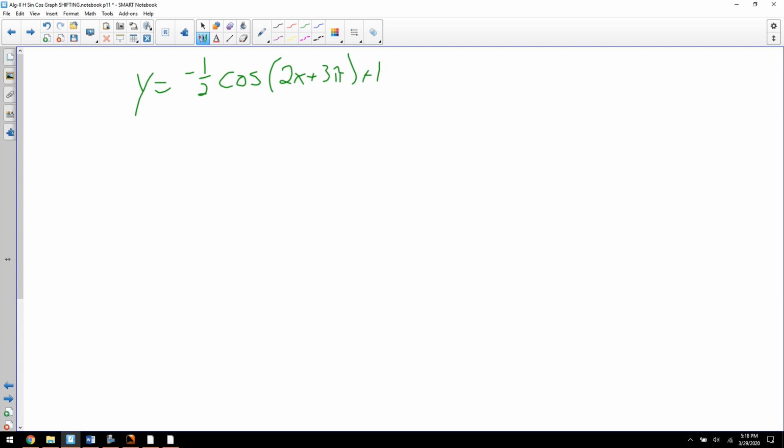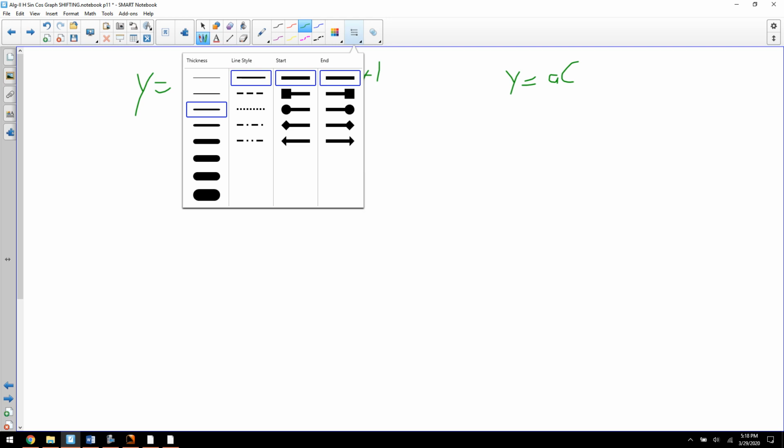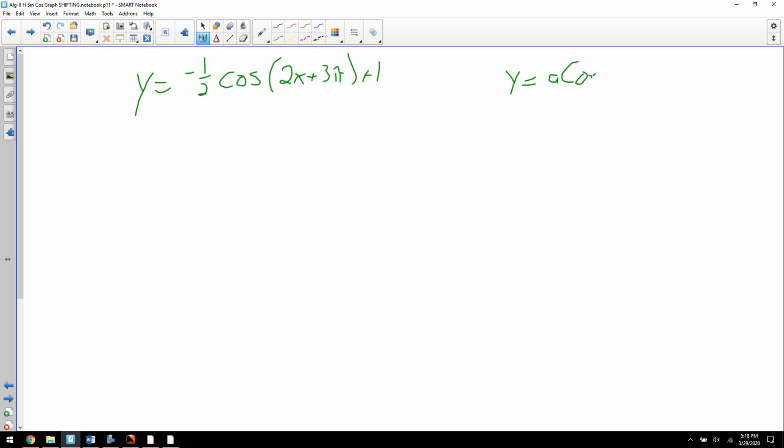Now remember the generic form. The generic form was when you had y equals a cosine parentheses, excuse me, sorry about that. Change this back, I wish it would just stay there. So a cosine, and then it was b parentheses x minus h plus k. Notice here, now this b value should come out.